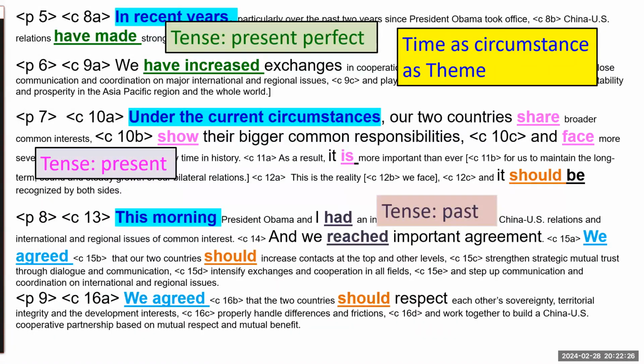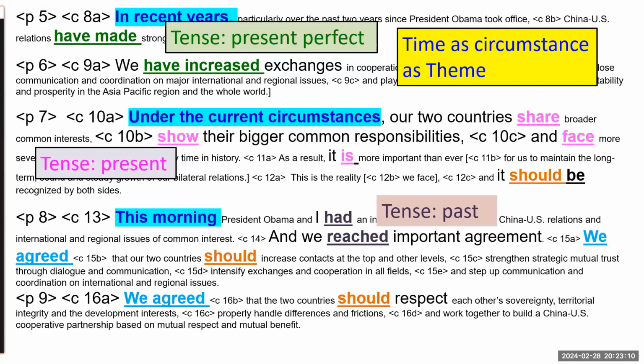Because of the time, what else is going to coincide with that? Tense. When I'm talking about in recent years, we will have made, have increased. So we notice the use of present perfect. When we get to paragraph 7, under the current circumstances, we notice more present tense. It's current circumstances after all, right? What happened this morning? This morning they did something. This is at night, right? So this morning took place when? Past. And so we notice the use of past tense here.